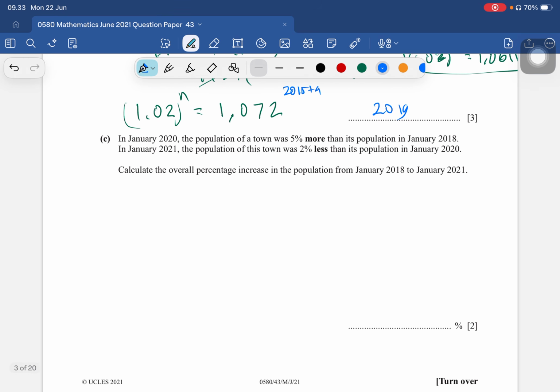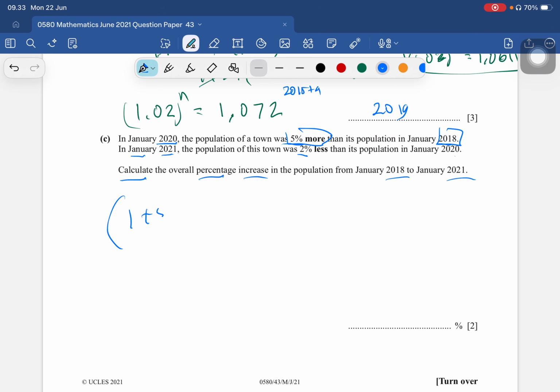Okay, in January 2020, the population of a town was 5% more than its population in January 2018. Okay, in January 2021, the population of this town was 2% less than its population in January 2020. Calculate the overall percentage increase in the population from January 2018 to 2021.